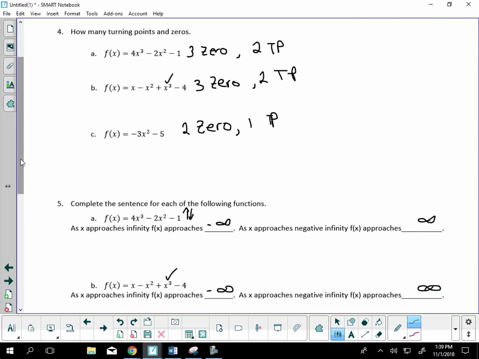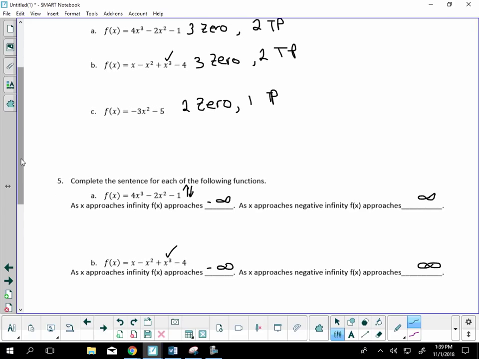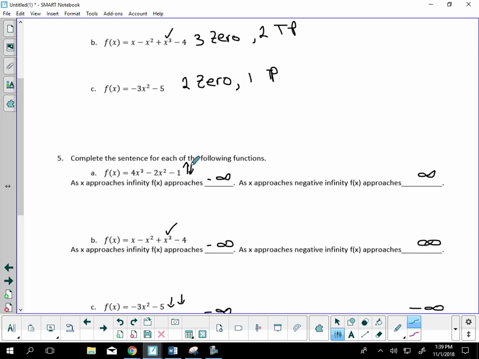On number five, they're looking for end behavior. My end behavior here is up, down. So as x approaches infinity, which would be the right-hand side, f of x, which is the same thing as y, approaches negative infinity because it's going down. Here, as x approaches negative infinity, which would be the left-hand side, your y is going up. So it's going to be approaching infinity.